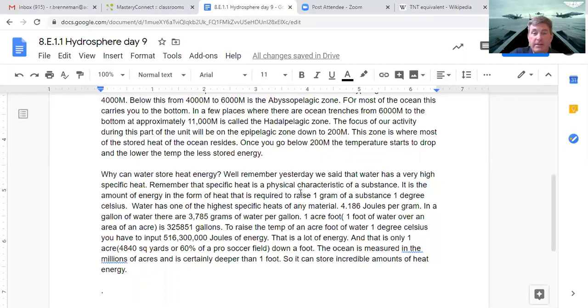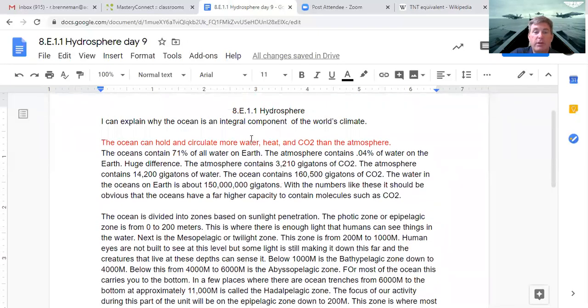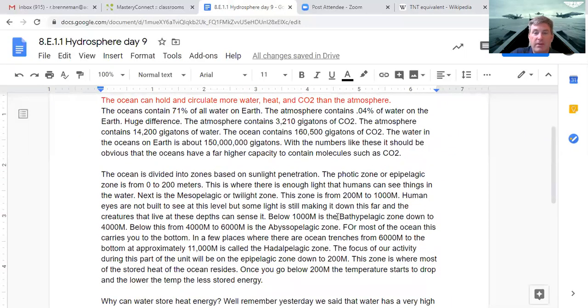So anyway, today's takeaway, number one: the ocean can circulate more water, heat, and CO2 than the atmosphere. The zones of the ocean are the epipelagic zone, the mesopelagic zone, the bathypelagic zone, the abyssopelagic zone, and then the hadopelagic zone. So you should go buy a submarine and go down to the bottom of the trenches, if you had that kind of money. No problem, right? It's only $45 million. Pocket change, right? You can go buy a submarine and go down to the bottom of the ocean if you can write that check. But anyway, just things to know, or goals to shoot for when you get older.